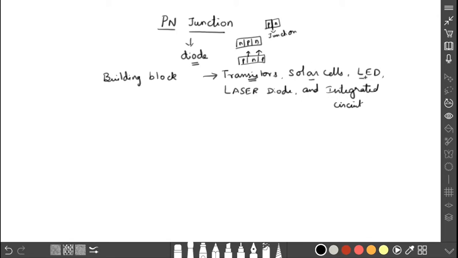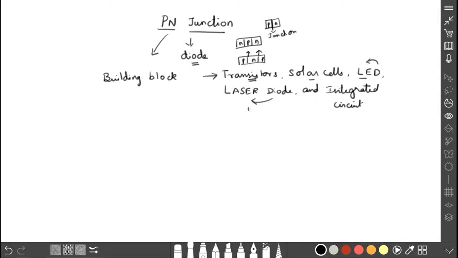LED, what is LED? Light emitting diode. Diode is nothing but a PN junction. The PN junction is going to produce the light. Same thing here also, laser diode: the diode will produce laser light. Laser light has some special properties compared to ordinary light. And then integrated circuits. So this PN junction is the building block for all the semiconductor devices.